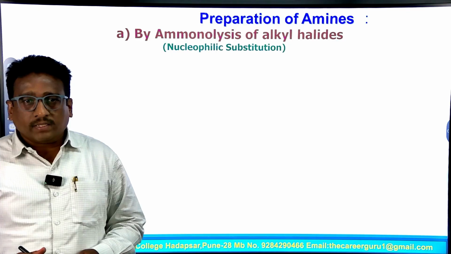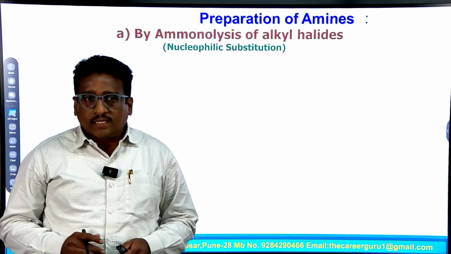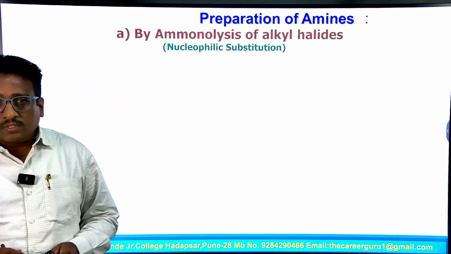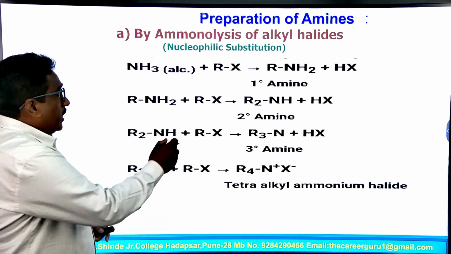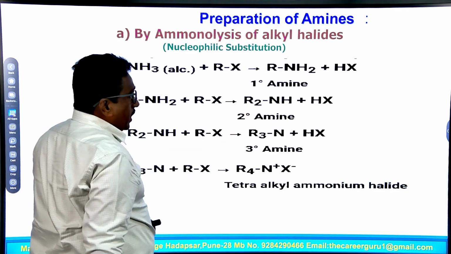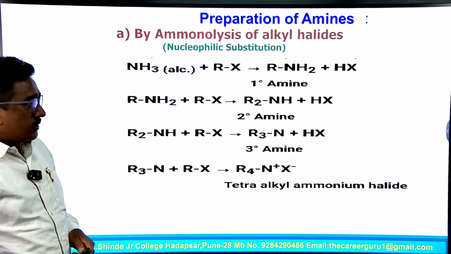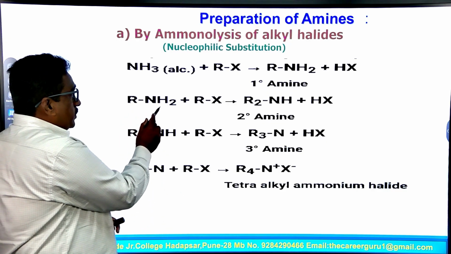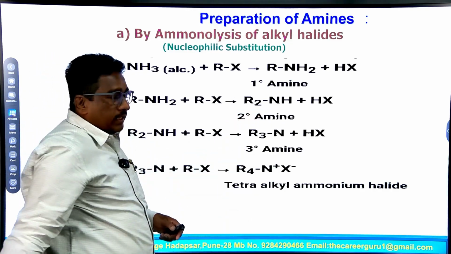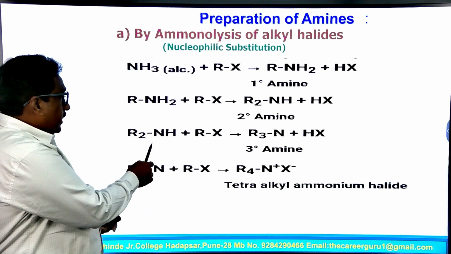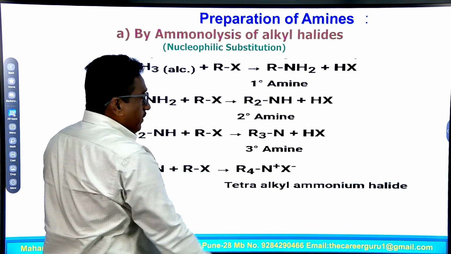Next is an example of preparation of amines by ammonolysis of alkyl halide. This ammonolysis of alkyl halide is an example of a nucleophilic substitution reaction. In this reaction, an alcoholic solution of ammonia reacts with alkyl halide to form RNH2, a primary amine, plus HX. In the second step, this primary amine RNH2 reacts with another molecule of alkyl halide to form R2NH, a secondary amine. In the third step, the secondary amine reacts with another molecule of alkyl halide to form R3N, a tertiary amine.